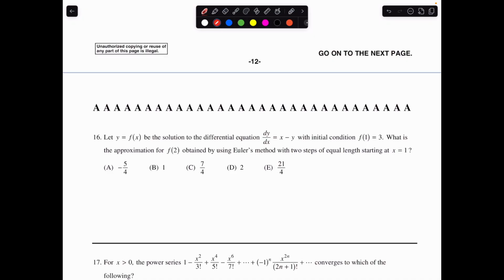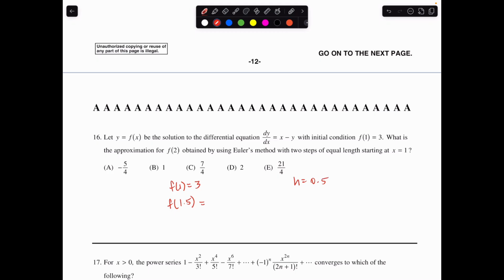What's the approximation of f of 2 obtained by Euler's method of equal step size starting at 1? All right, so we know that f of 1 is equal to 3. So now let's do f of 2. Oh, 2 steps, sorry. So then my step size h is going to equal 0.5.